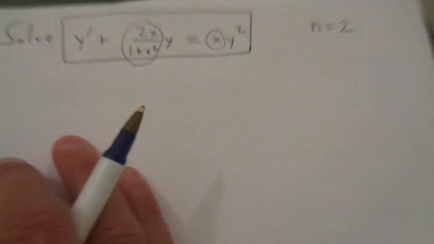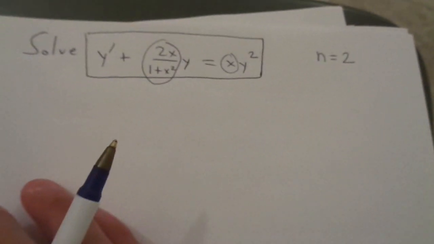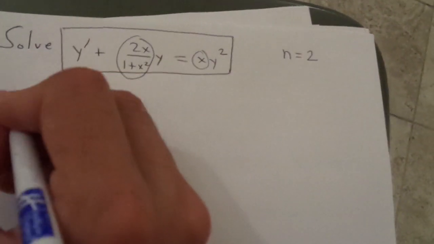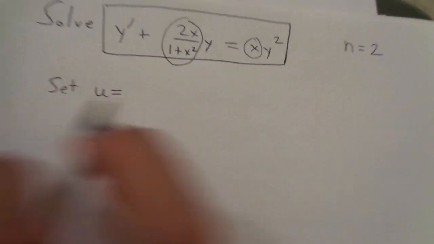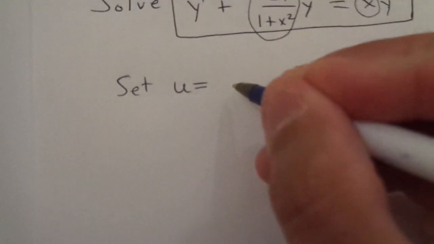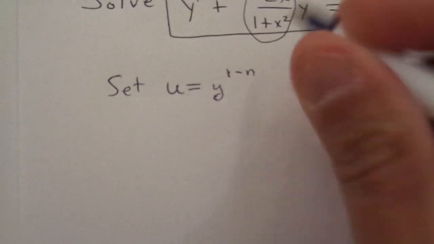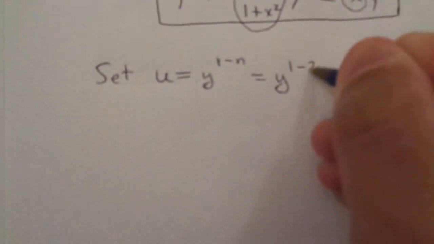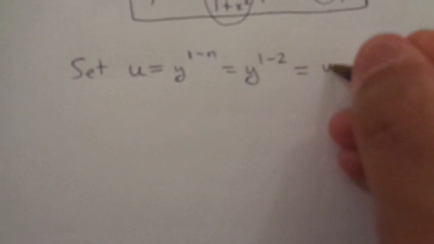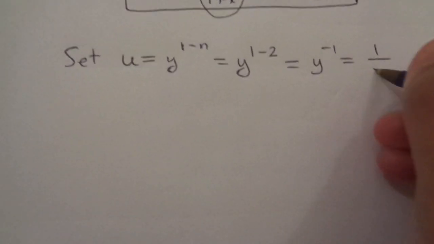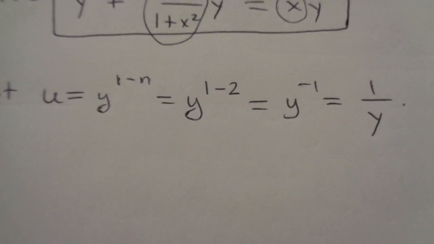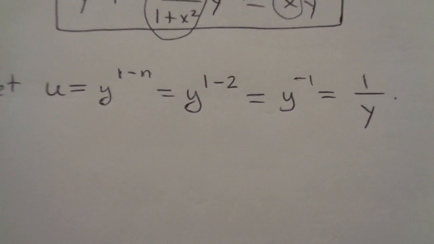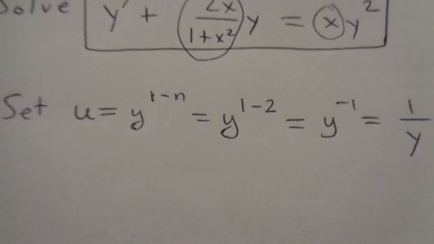So if you believe the notes that I gave you on the last page, what we need to do is set u equal to y to the 1 minus n, which in this case is 1 minus 2, or in other words, y to the negative 1, which I can also think of as 1 over y. So u is simply the reciprocal of y. Okay, let's just keep that on the side for right now.